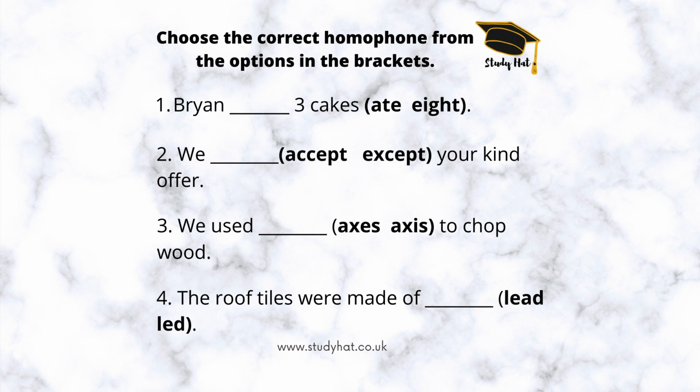So the next set of questions, choose the correct homophone from the options in the bracket. In the first example, we've got Brian, and then a blank, 3 cakes, and the options are 'ate', spelled A-T-E, and 'eight', spelled E-I-G-H-T, and you need to pick the right version. So pause the video again and put your answers in the comments, and then come back and we'll move on to the next question.